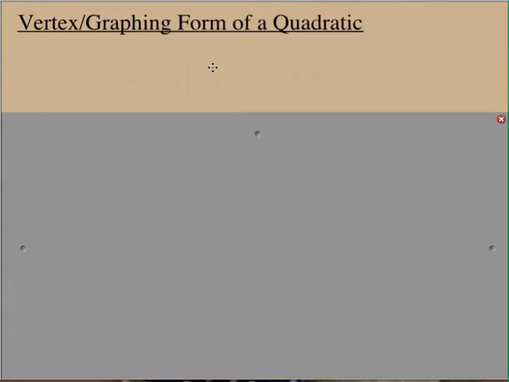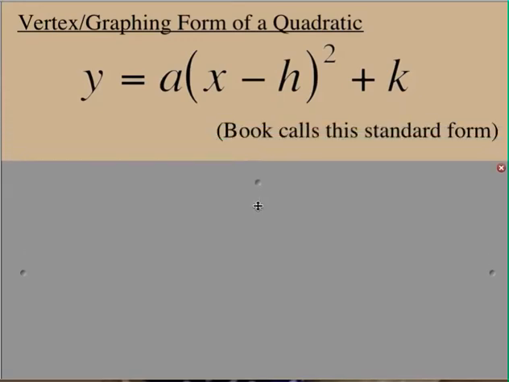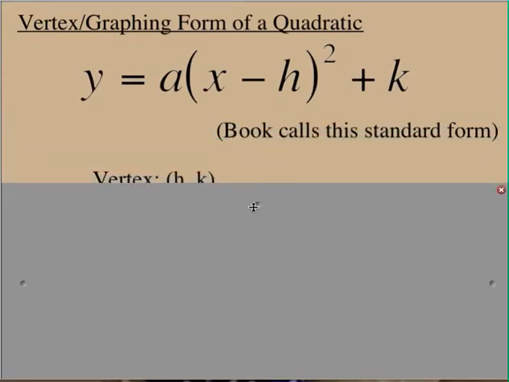Vertex form of a quadratic equation is y equals a times x minus h squared plus k. And now you'll have to learn how to go back and forth from these two. So it's important to know each part of this equation. And one thing to take note of is that the book calls this standard form, and the last form that I gave you is actually called standard form. So I just want to make sure that we call this vertex or graphing form because it's easy to graph and to see the vertex.